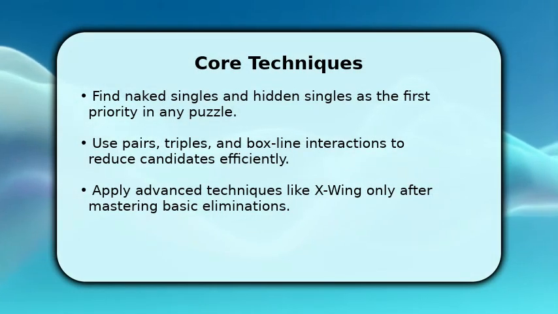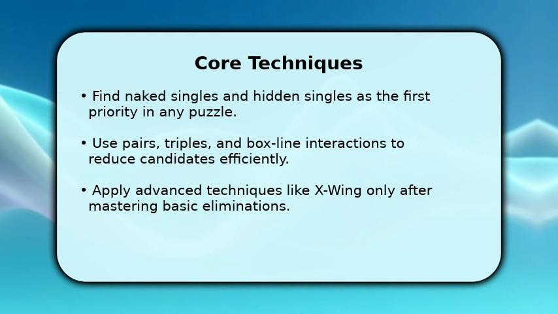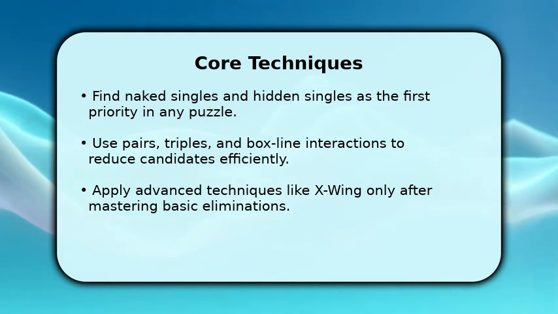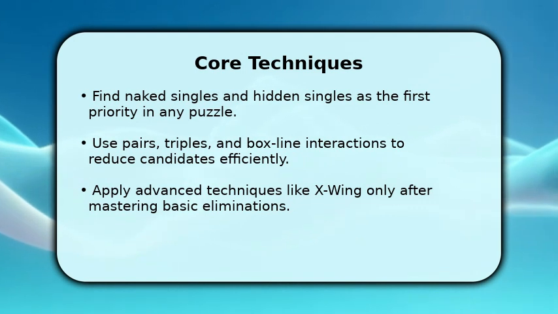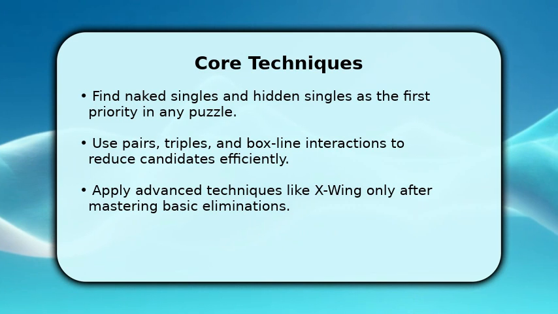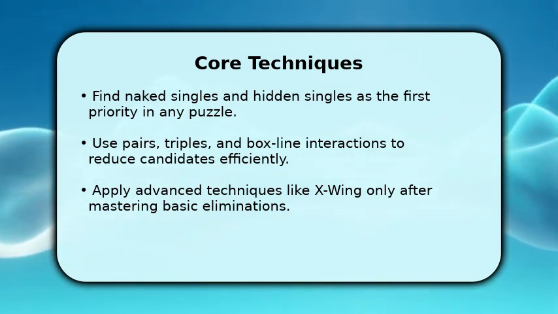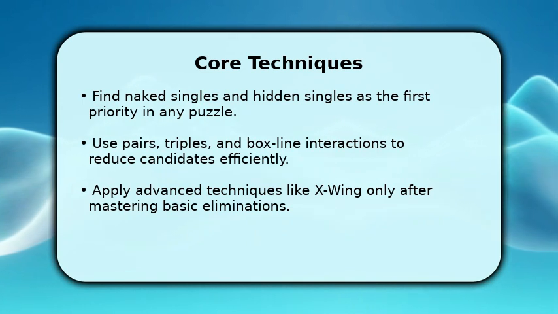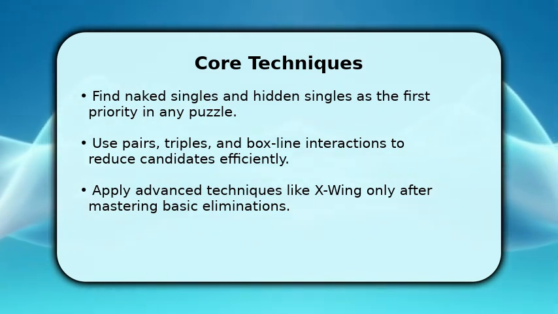Start by filling all naked singles and hidden singles to build momentum, then expand to pairs and triples to reduce candidates. Work systematically across rows, columns, and 3x3 boxes, always scanning for interactions that force a placement. Use pencil marks sparingly, erase when a number is placed, and avoid guessing unless you can logically justify a branch. Take breaks if stuck, and return with fresh focus to see overlooked patterns.